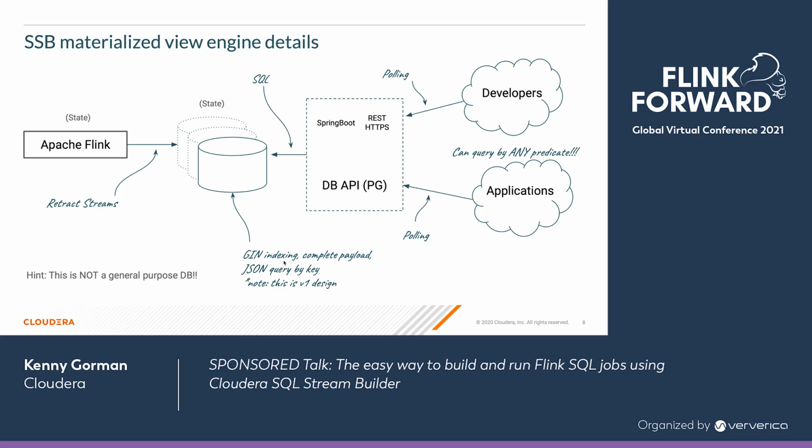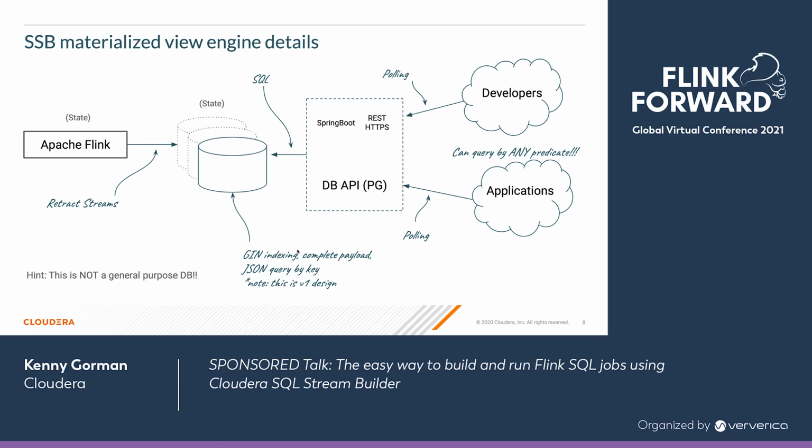So a little bit of details about the architecture, if you're interested. We are pulling data from a retract stream for materialized views. We're indexing that in the Postgres engine using GIN indexing. We allow query by key, so that's pretty cool, and we'll continue to grow that. It says here V1 design, but we're actually in V2 or more now at this point. The retract stream is called a push query, and then you're allowed to create a pull query. So developers and applications can query by any predicate. They can query that Postgres compatible database engine or REST API and build applications.